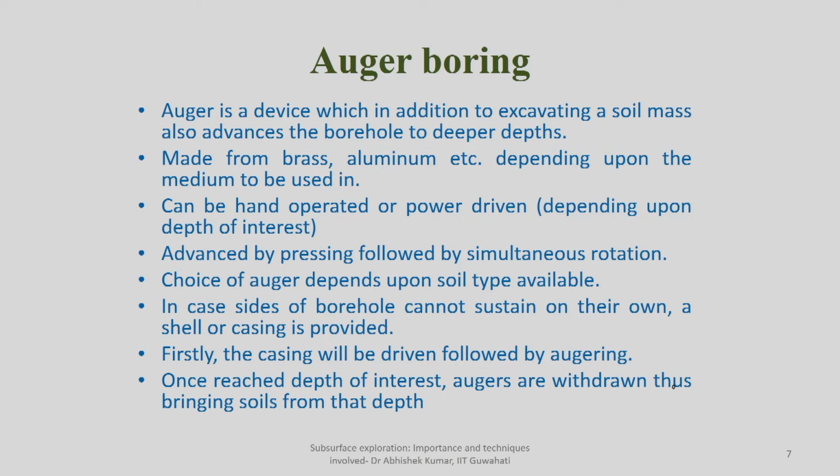Each time you withdraw a borehole auger, a soil sample will be retained on it. You bring it onto the surface, the soil will be there, you collect the soil, and that will possibly indicate what kind of soil is there, and then you proceed to different depths. So once you reach the desired depth of interest, augers are withdrawn, thus bringing up the soil which was available at that particular depth.